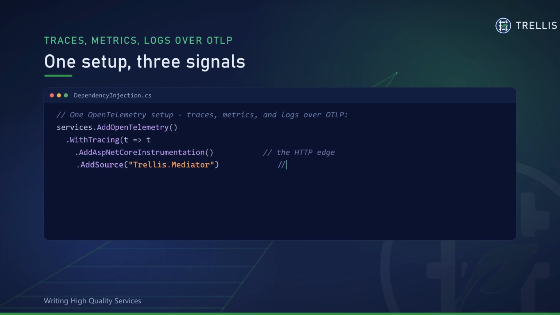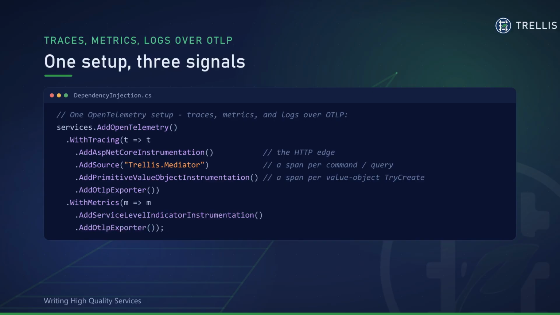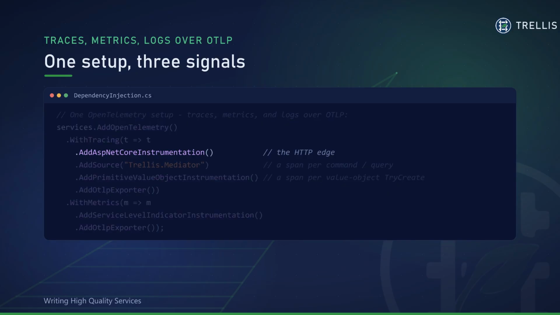Observability in a Trellis service is one OpenTelemetry setup, and it gives you all 3 signals exported over a single open protocol, OTLP. On the tracing side, 3 lines do the heavy lifting. AddAspNetCoreInstrumentation traces the HTTP edge, the incoming request. AddSource Trellis.Mediator emits a span for every command and query that flows through the mediator. And AddPrimitiveValueObjectInstrumentation adds a span every time a value object is created, every TryCreate.